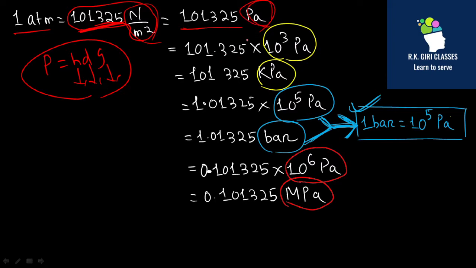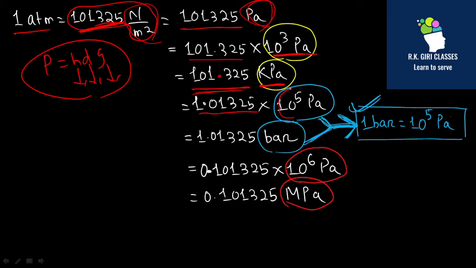That means you can convert like this: 10 to the 3 Pascal, that means 101 into 10 to the 3 Pascal. You know that 10 to the 3 means kilo, because 1 kilo means 10 to the 3, like kg. Kilo is 10 to the 3, that means 101.325 kilo Pascal, right? So next, coming to the point, you can convert like this.